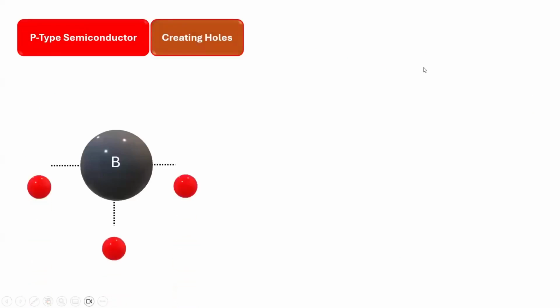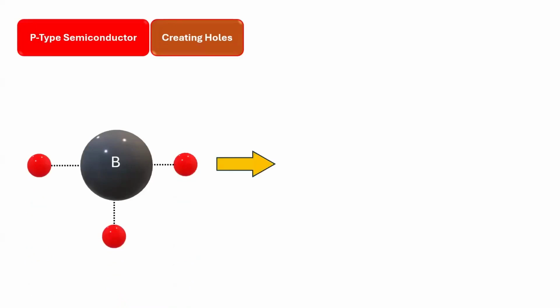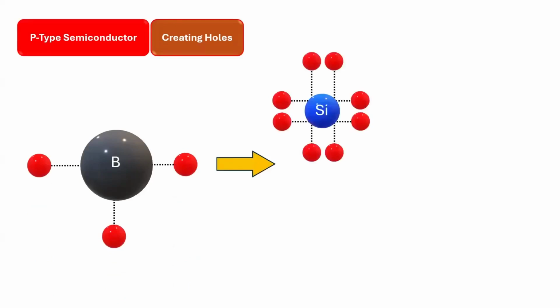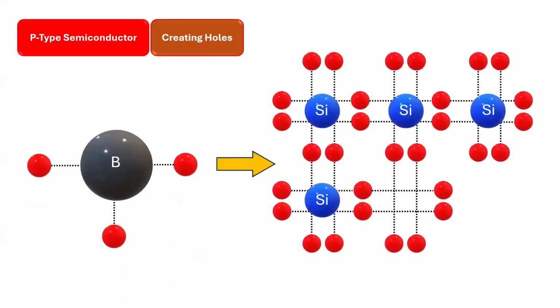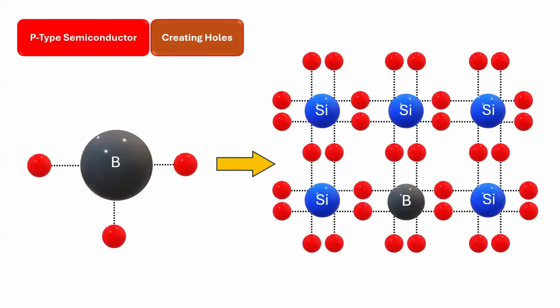Boron serves as a p-type dopant and possesses only 3 electrons in its outermost valence shell. When boron is introduced into a silicon crystal lattice, a single boron atom can form bonds with 4 neighboring silicon atoms. However, due to its limited number of available electrons, specifically just 3 for bonding, a vacancy is left in the otherwise stable structure of the silicon.